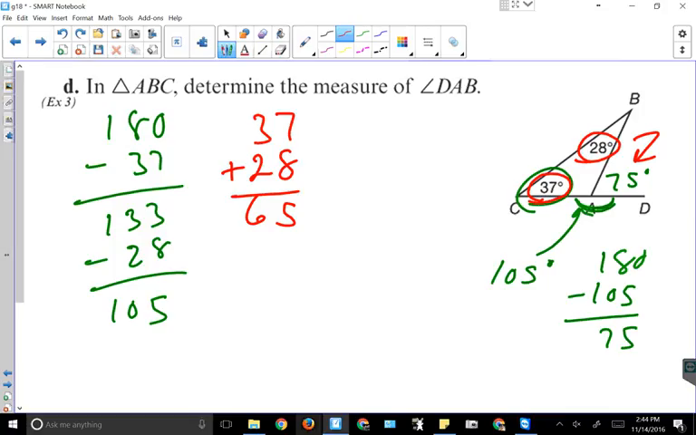Who subtracted wrong? I did? Oh, that should be 115. Gotcha. So if this is that, and that, okay. So that means this should be 115, 115, 65, 65. Now it works out correctly.